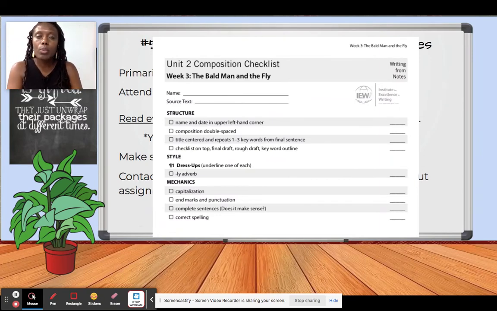For example, when we talked about structure and style, did they do all the things that the checklist told them to do under structure? Did they add all of the dress ups that are required under style? And did they underline one of each? That's a big thing because I will be giving them feedback based on the checklist. And then mechanics, did they check the mechanics before they turned it in? So this is what they will need to submit to their editor along with their paper to make sure that they are following instructions. And then I will give them feedback based on this checklist every single week.